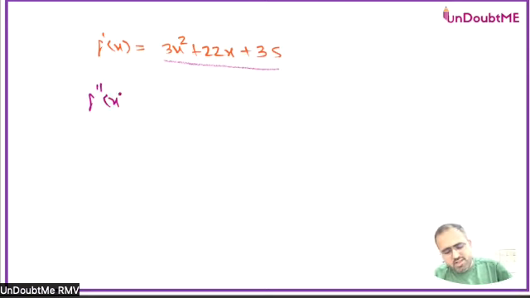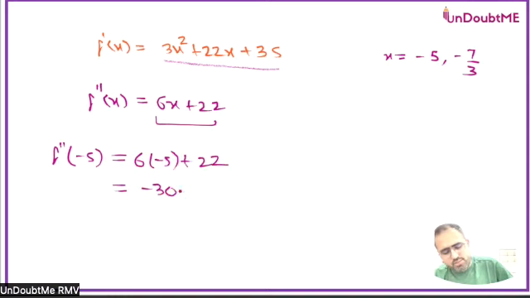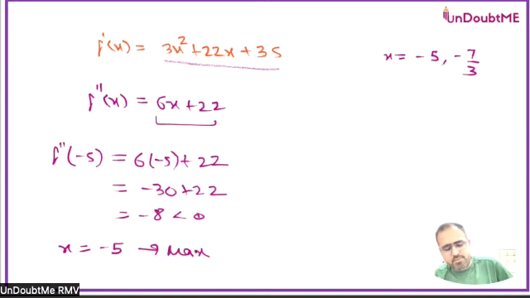So f double dash x will be 6x plus 22. There were two stationary points we were getting, minus 5 and minus 7 by 3. Okay, I have to just substitute both of them over here. So when I put minus 5, then 6 times minus 5 plus 22 is minus 30 plus 22. It is minus 8, which is less than 0. It means x is equal to minus 5 is a point of maximum.